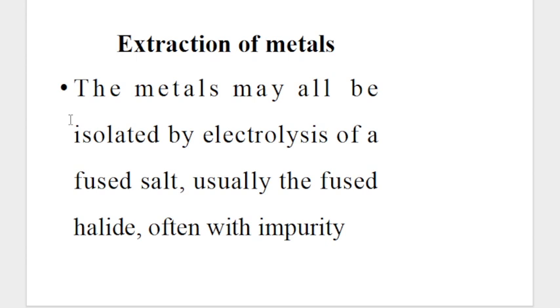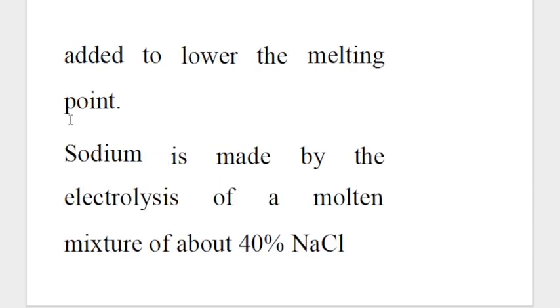Extraction of the metals. The metals may all be isolated by electrolysis, so take note of that: your group 1 metals are extracted by electrolysis of their fused salt. Usually they are fused halides, often with impurities added to lower the melting point. So the main reason you introduce impurities to the halide of the metal salt you want to extract is to reduce the melting point.